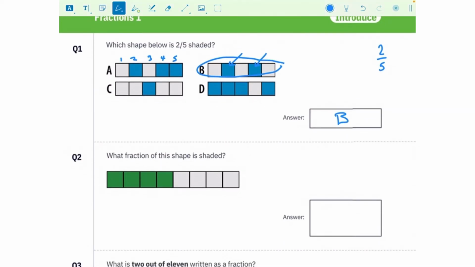What fraction of this shape is shaded? For question 2, I've got 1, 2, 3, 4, 5, 6, 7, 8. And 4 of them are shaded. So 4 out of 8 is an absolutely acceptable answer, and we could put that in the answer line. But what I'm going to do is I'm going to simplify that fraction.